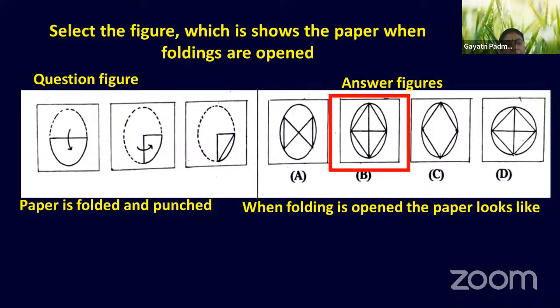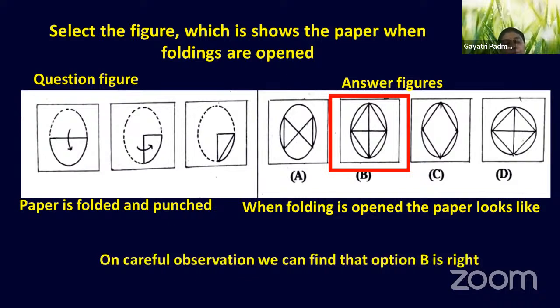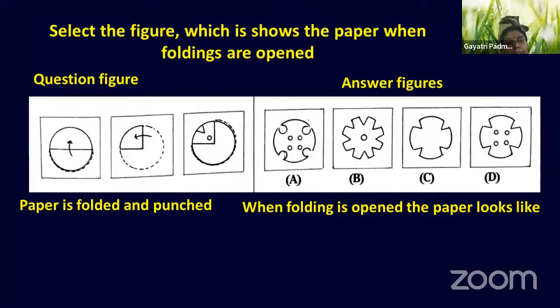Let's see, the answer is option B. All right. Yes, I'm sure you would have opted for option B because this is slightly an easy one. All right, let's see. On careful observation, we can find that option B is right. Yes, now let's move on to the next question.